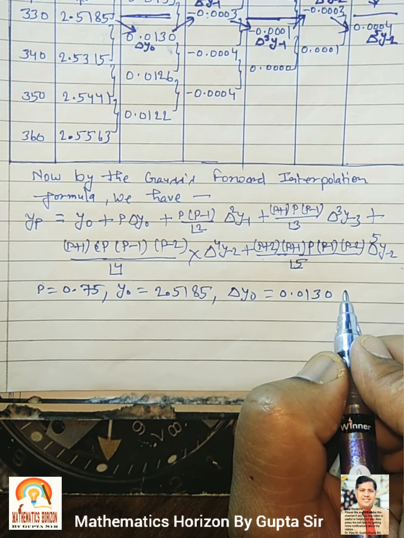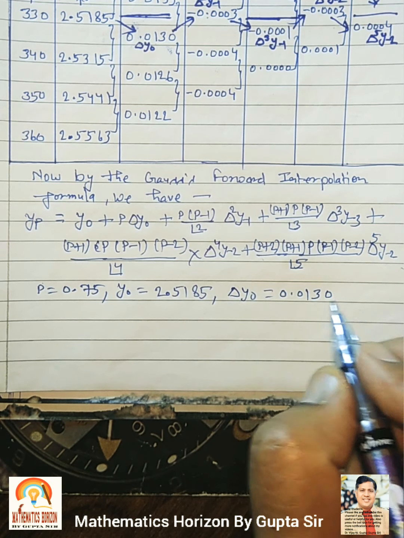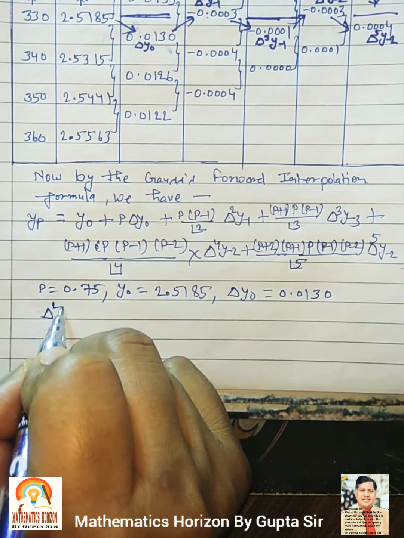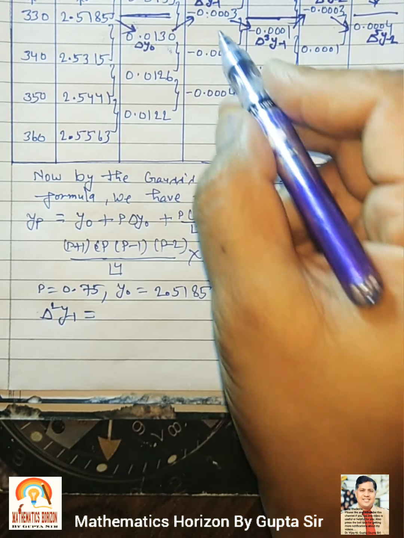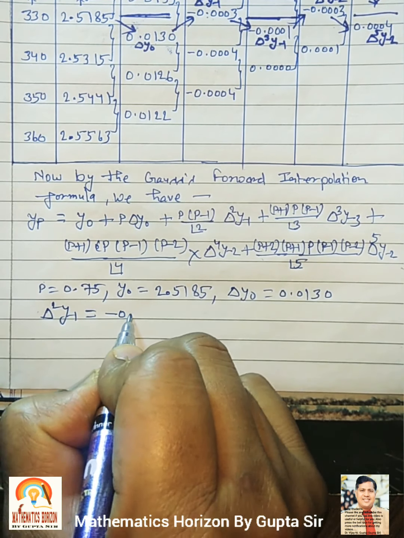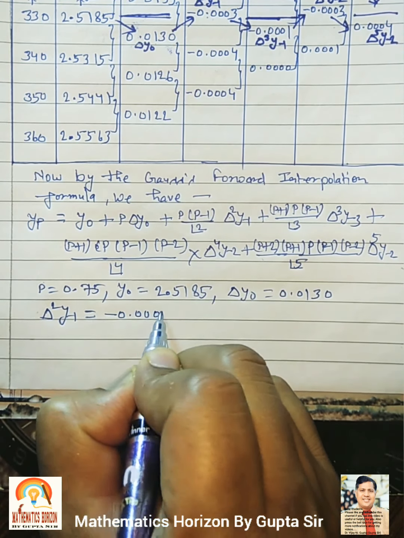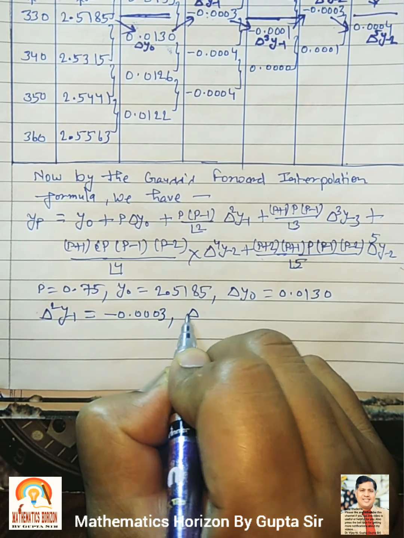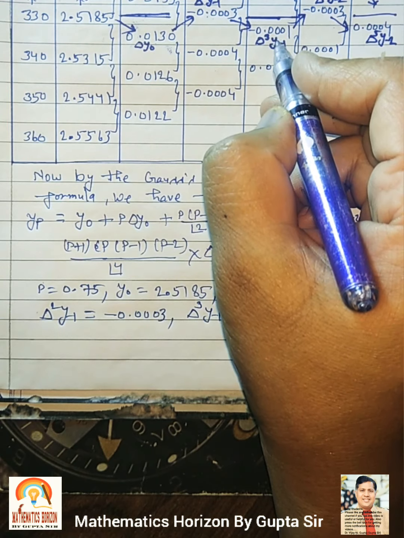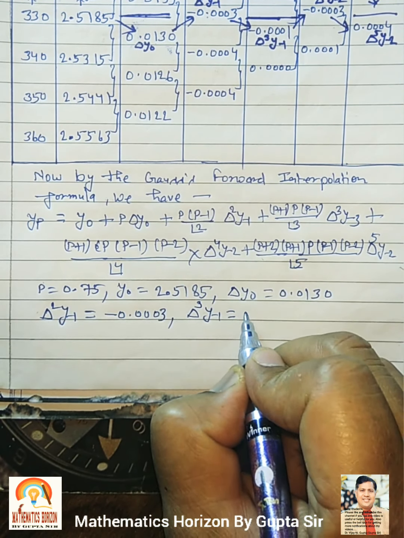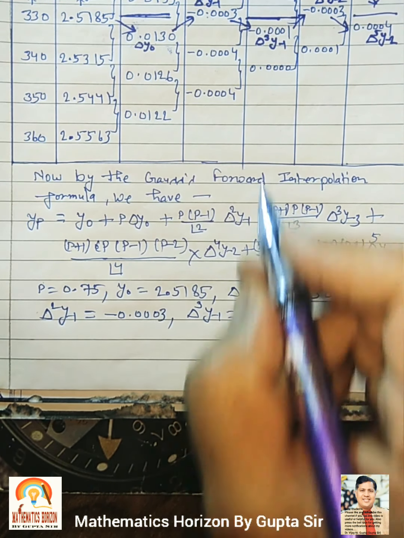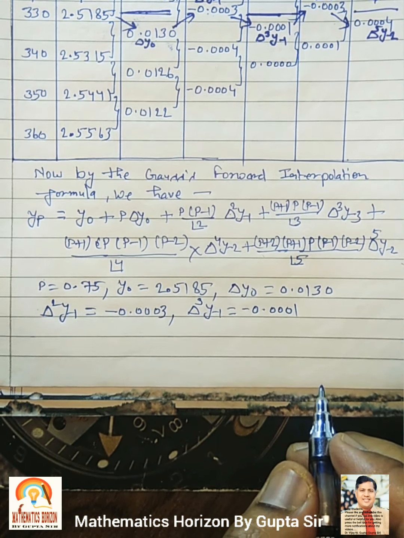Now what is the value of del square y minus 1? This is the next term, del square y minus 1. This value is minus 0.0003. Next we find out the next term, del cube y minus 1. This value is minus 0.0001. This is the value of del cube y minus 1.